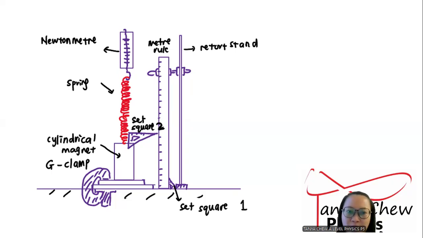And another set square, which is set square 1. If you see this, set square 1, I use it to make sure that my meter rule is vertical. 100% vertical. Set square 2 is used as a guide to take my reading of the final length and initial length of the spring.